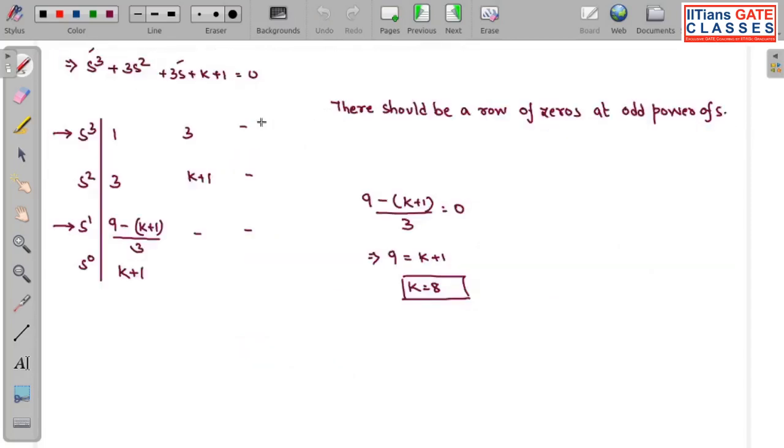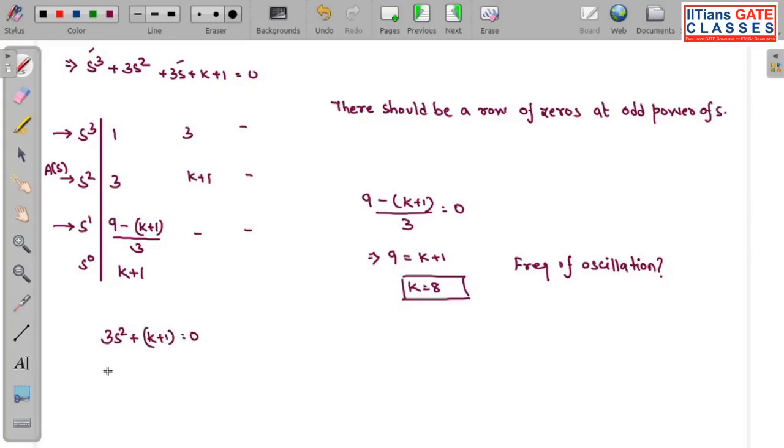Okay, fine. Now let me ask you one more thing. If I want to ask you, what will be the frequency of oscillation? Frequency of oscillation is very simple. If I want to calculate the frequency of oscillation, you just need to put this value of 8 in this auxiliary equation. Okay, this is known as the auxiliary equation. So how will I write it? 3s square plus (K plus 1) equal to 0.